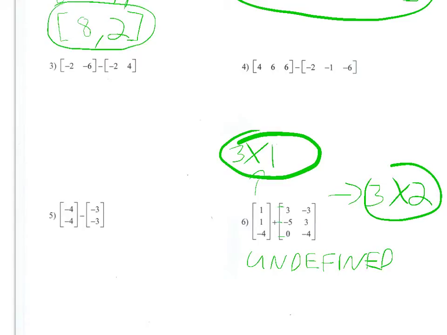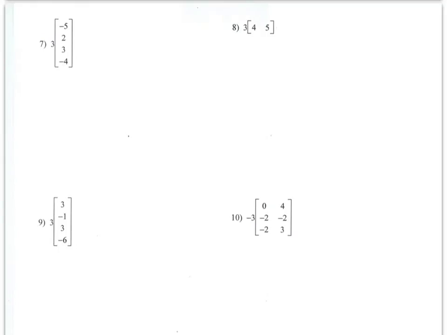Okay, let's go to the back side, where you are doing what is called scalar multiplication. Really all this is is you distribute. If you look at this, you have a matrix, and then there's a number on the outside of the matrix. All you do is multiply everything in the matrix by this 3, and you end up with the same dimensions of the matrix. So this one has 4 rows and 1 column, so you're going to end up with a 4 by 1 matrix.